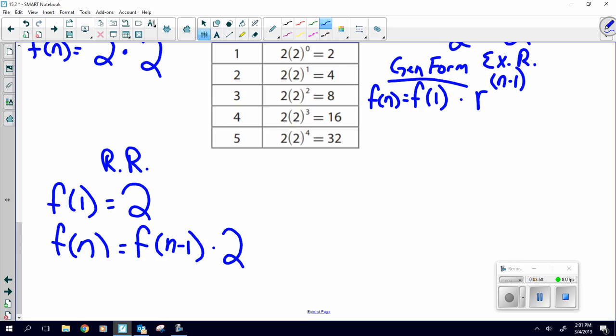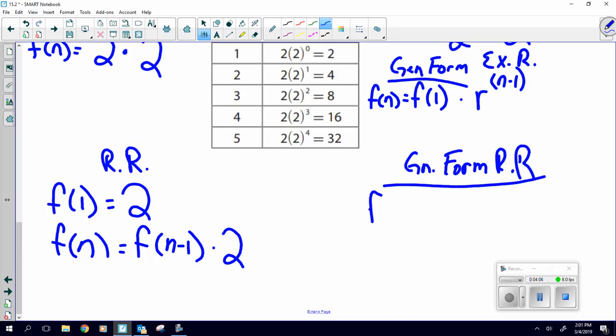So the general form for a recursive rule looks like this. You're going to have f of 1 equals something, and then you have your f of n is equal to f of n minus 1 times that ratio r. That's it.